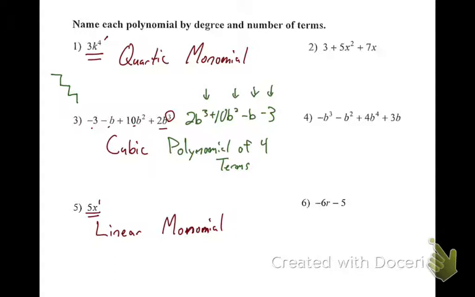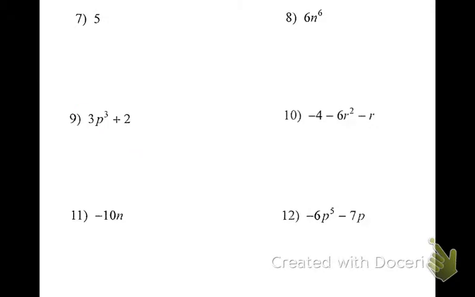You're going to be doing 2, 4, and 6 on your own, and make sure there's no combining like terms to be done, and there's not. So you should be safe on those. Next up, there's no x, so it's going to be a constant. And there's only 1 term there, so constant monomial.